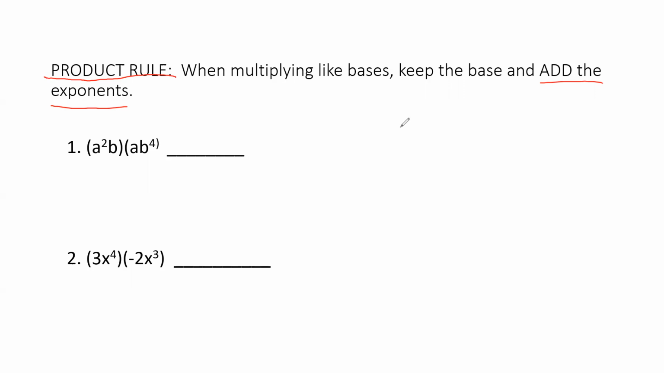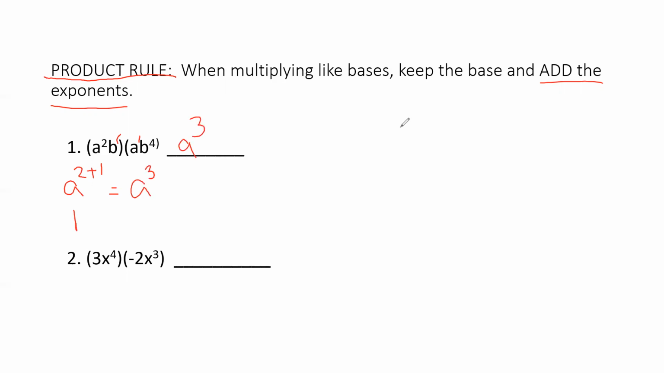All right, so like bases. I have two a's: an a squared and a regular a. Well, when a letter or number does not have an exponent behind it, there's actually an invisible 1. So what I like to do is go ahead and put in my invisible ones. Now I'm going to combine like bases, so my a's, and I'm adding exponents. So 2 plus 1, a cubed.